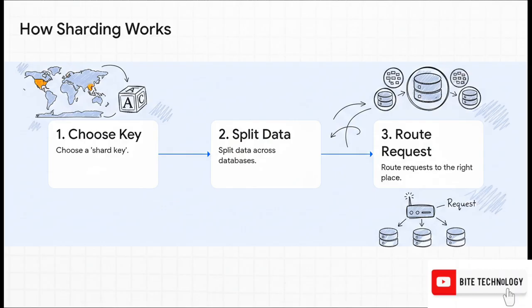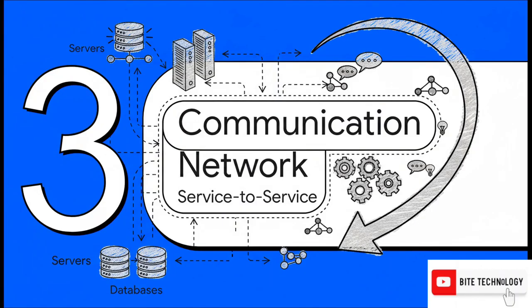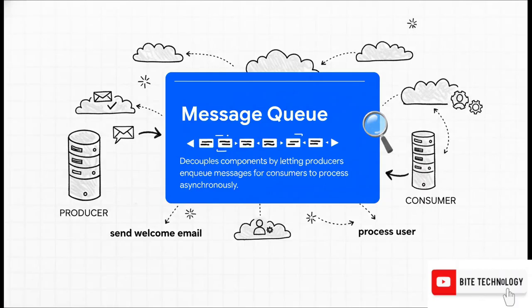It's so much smarter. Okay, so we have our servers handling traffic, our databases managing the data, but an application is made of dozens, sometimes hundreds of little services. How do they all talk to each other without causing total chaos? One of the most powerful ways is using a message queue.